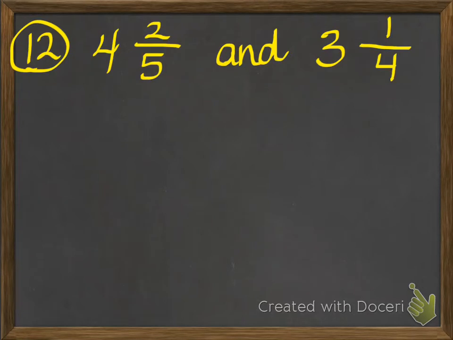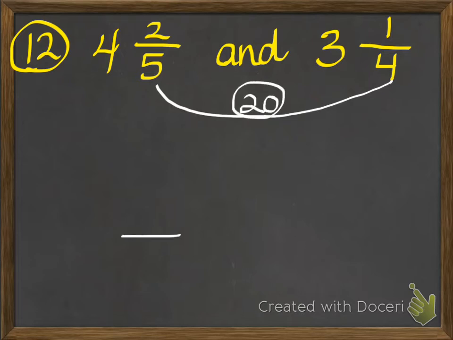Okay? Number 12. Try this mixed number. 4 and 2/5, and 3 and 1/4. Okay, so I'm just going to multiply the denominators together. 4 times 5, or 5 times 4, is 20. That's going to be my new common denominator.